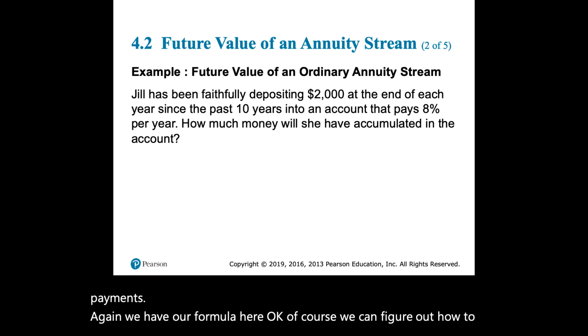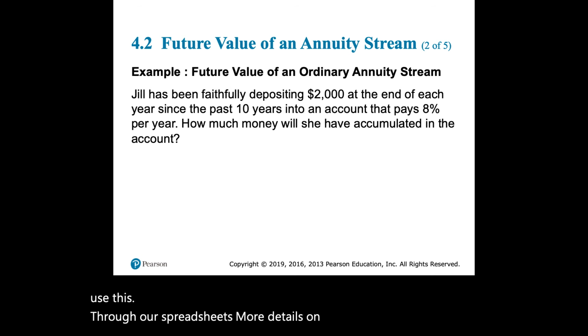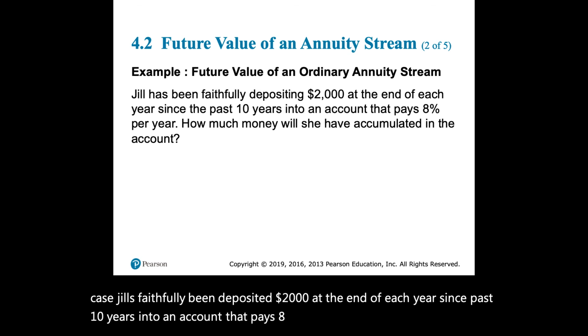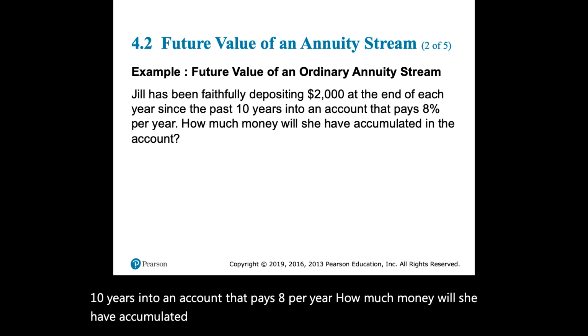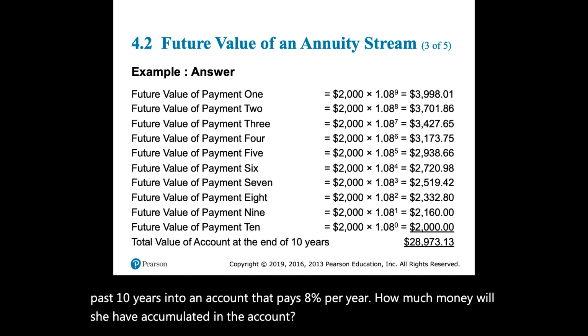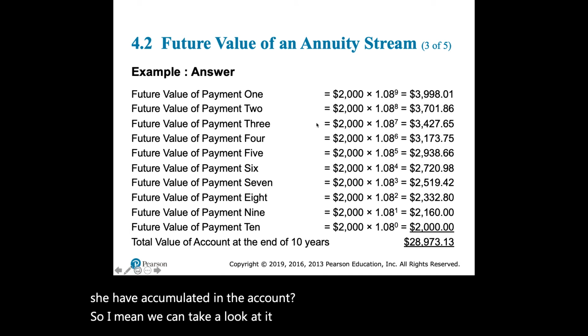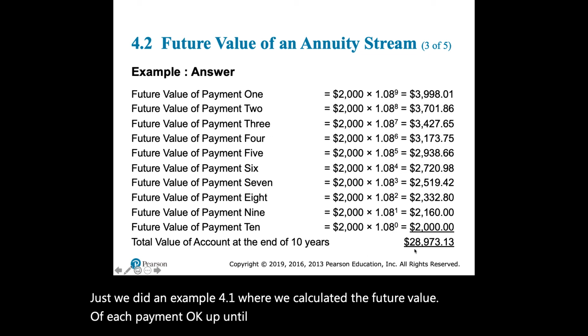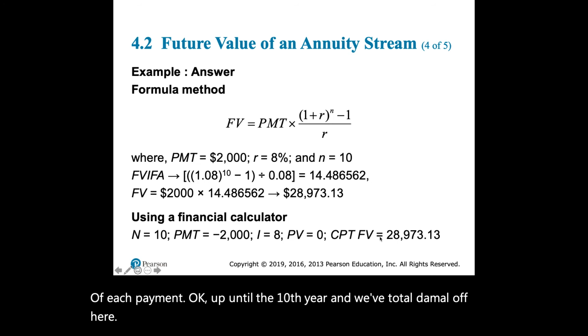Here's an example. Jill has faithfully been depositing $2,000 at the end of each year for the past 10 years into an account that pays 8% per year. How much money will she have accumulated in the account? We can take a look at it individually, just like we did in example 4.1, where we calculated the future value of each payment up until the 10th year, and we've totaled them all here. But we can also figure it out through our calculator or through our spreadsheet.